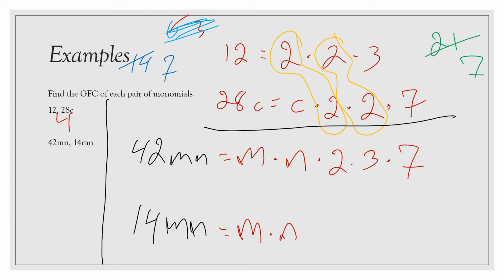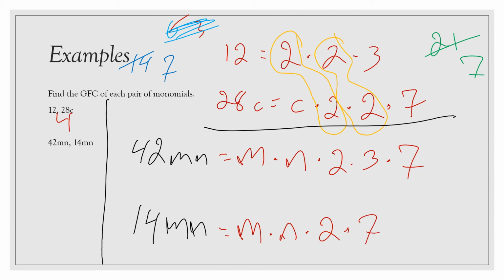All right, so down here for 14mn, we're going to do the same thing. Can 14 be divided by 2? The answer is yes. And that leaves us with 7. Oh, well, we've already dealt with the 7, so we know exactly what's going to happen here.